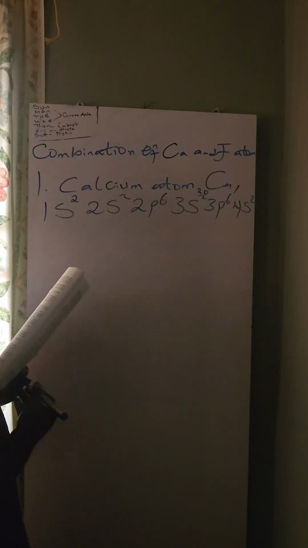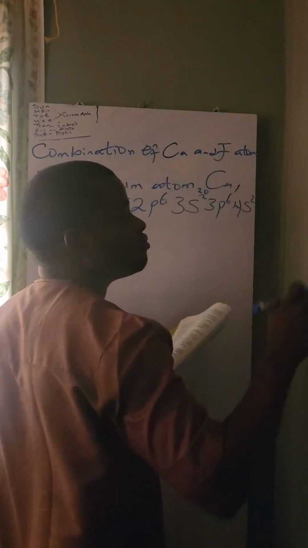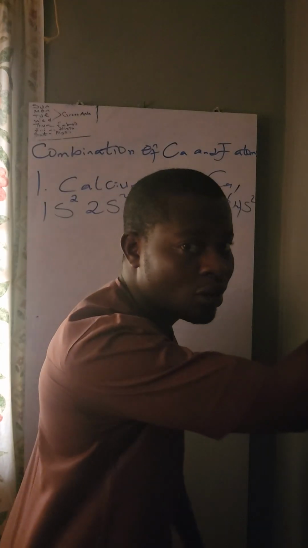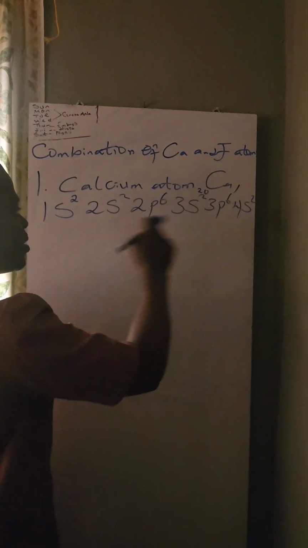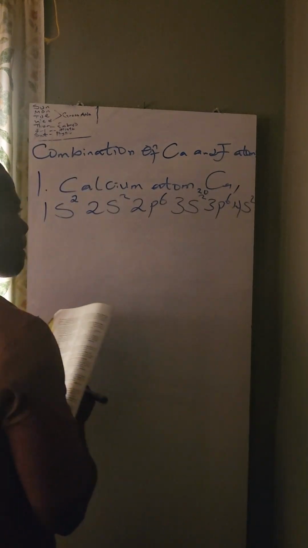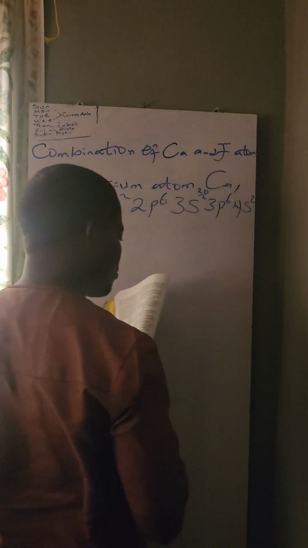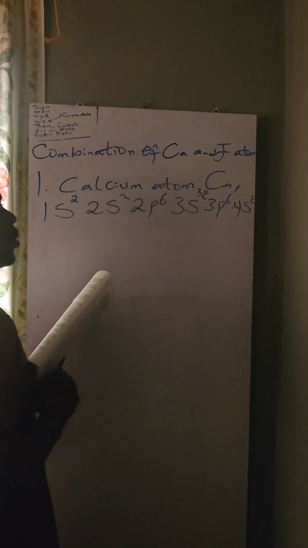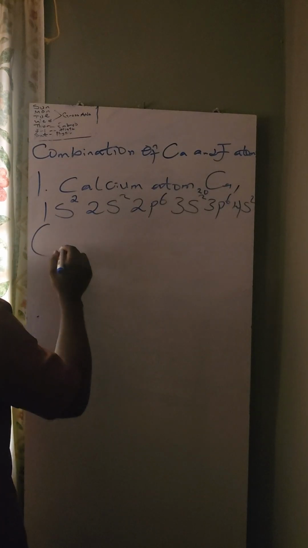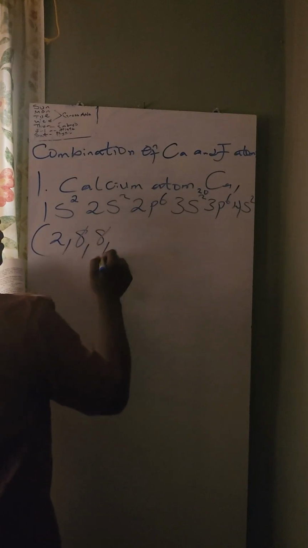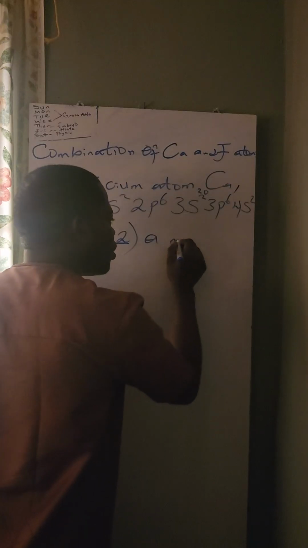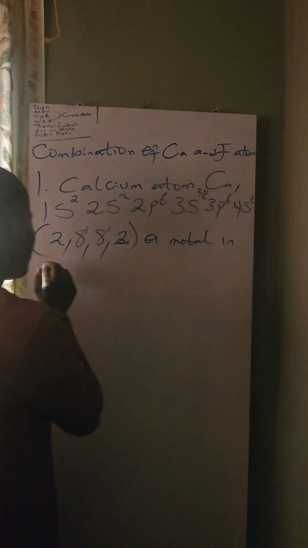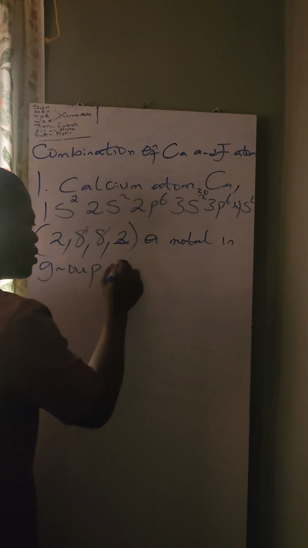You guys have been taught electron configuration, the quantum numbers. The principle I use here is called the Aufbau principle. And you know that calcium is number 20, electron configuration 2, 8, 8, 2, right? Okay, and it is a metal because it has 2 valence electrons. It's a metal in group 2 of the periodic table.